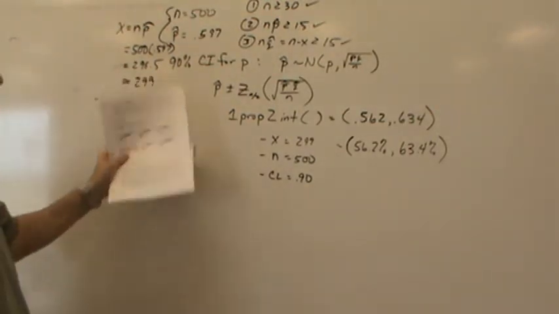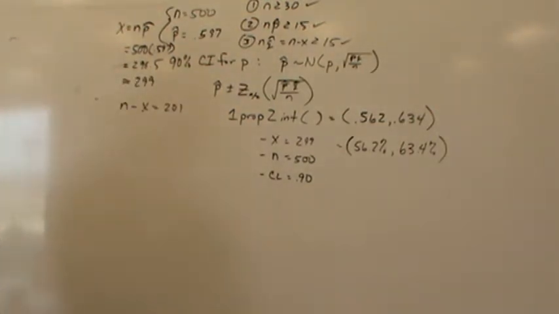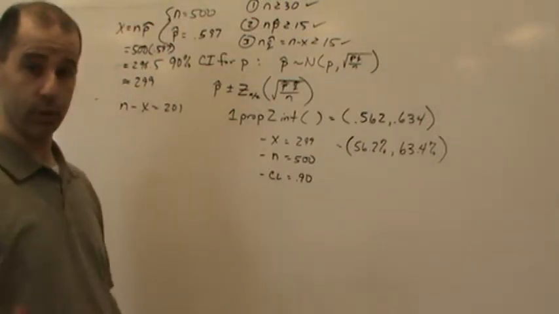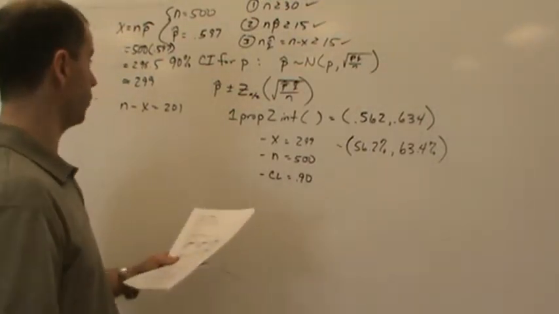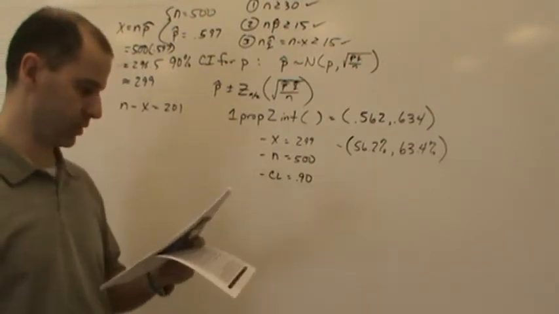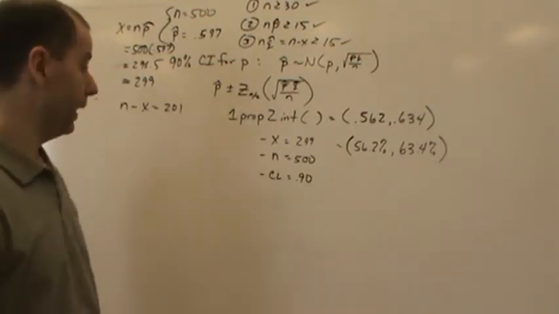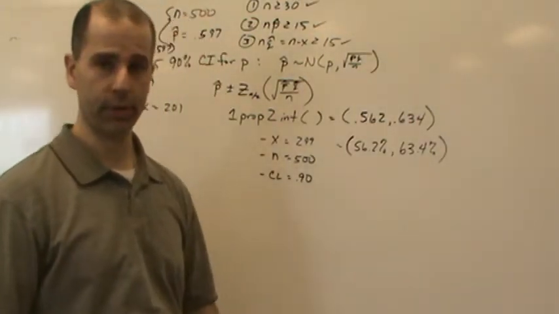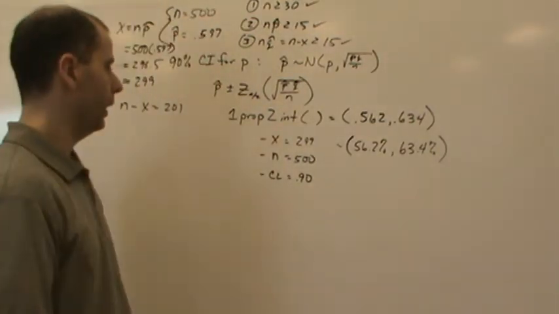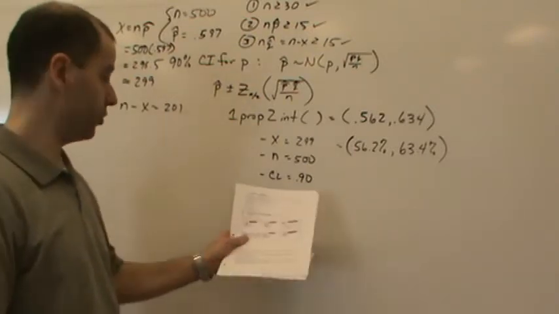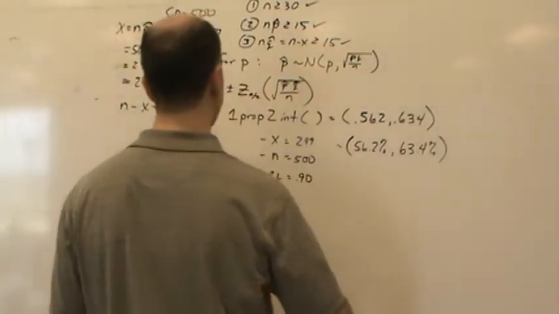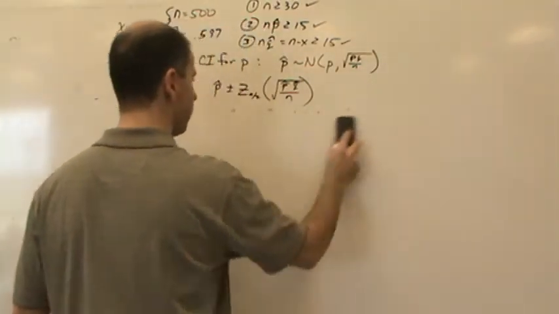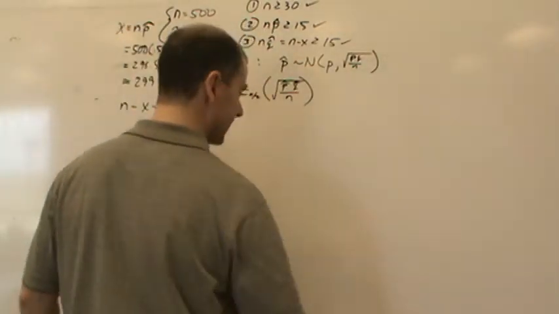We can be 90% confident that the true proportion of students who vote, right? That's what we're talking about. The true proportion of students at this large university who vote is somewhere between 56.2% and 63.4%. Now, that's using the calculator using 1-PropZInt. Now again, if you use the formula, you'll get the exact same answer.